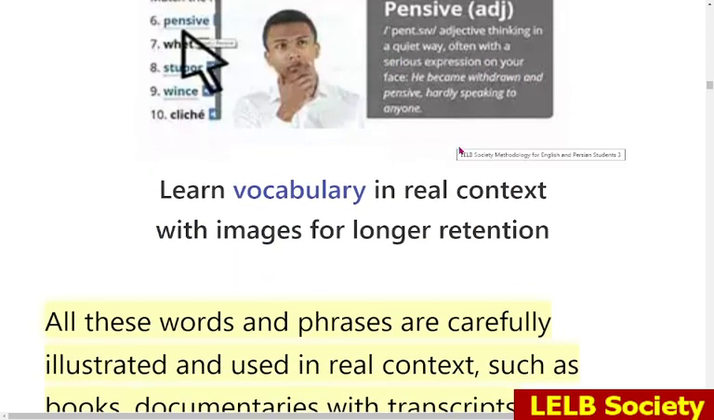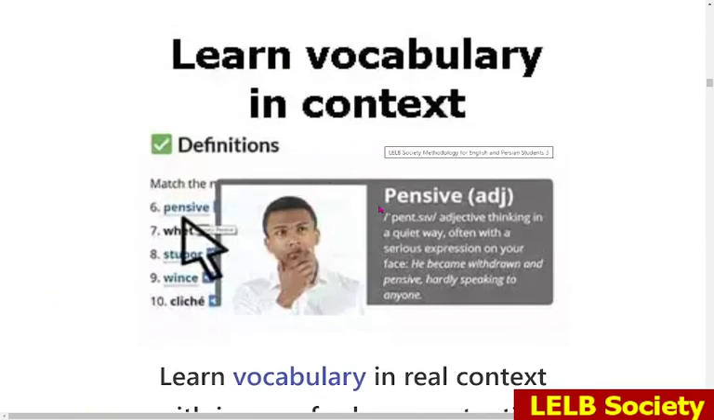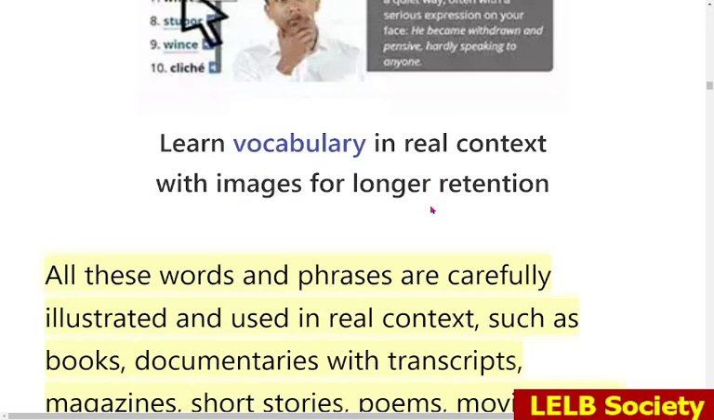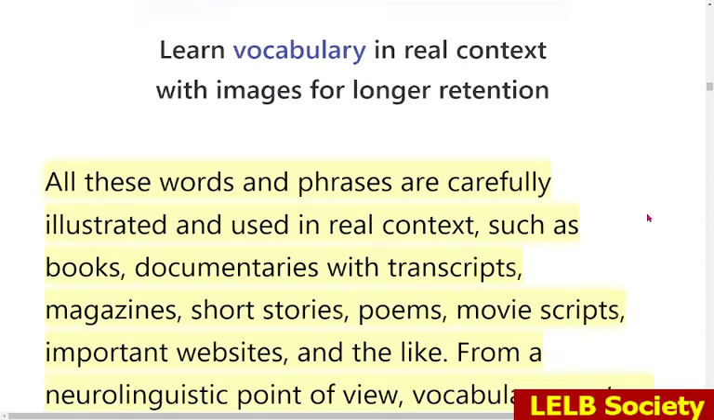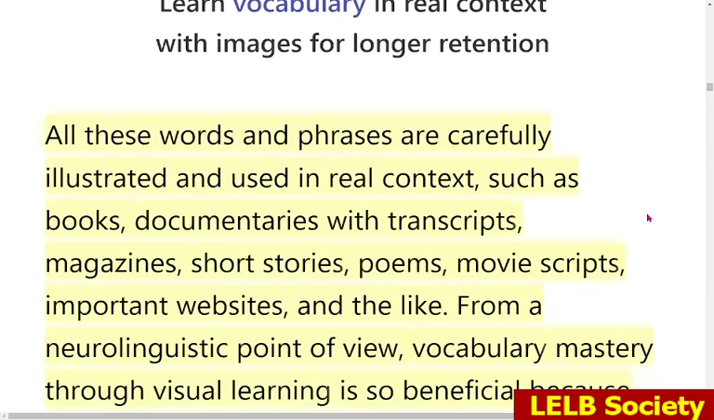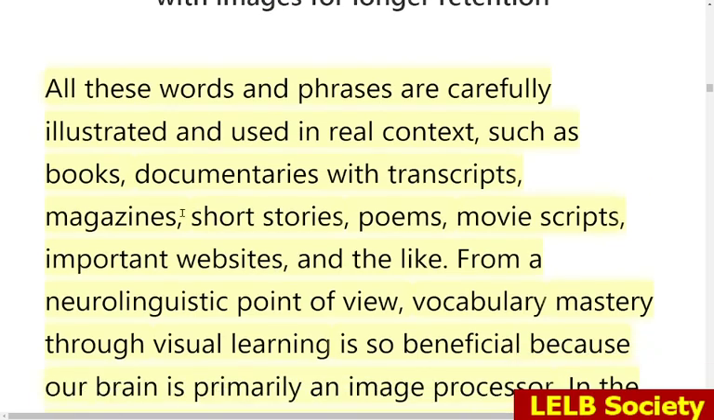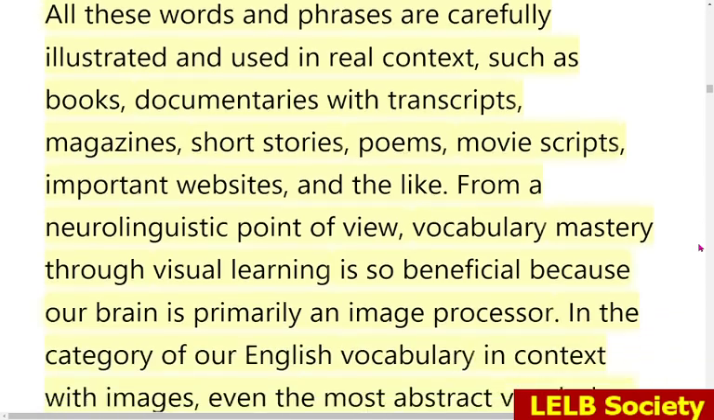As you can see here in this image, learning vocabulary in real context with images for longer retention, and this word is pensive. This is just one of those 2,820 vocabulary items. All these words and phrases are carefully illustrated and used in real context, such as books, documentaries with transcripts, magazines, short stories, poems, movie scripts, important websites, and the like.